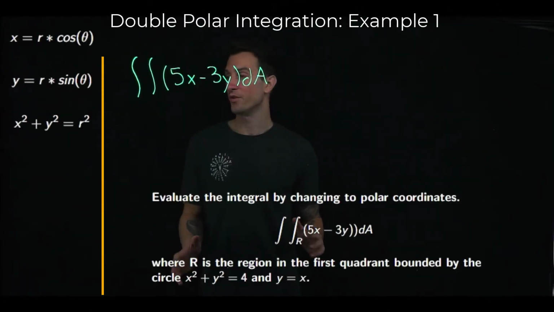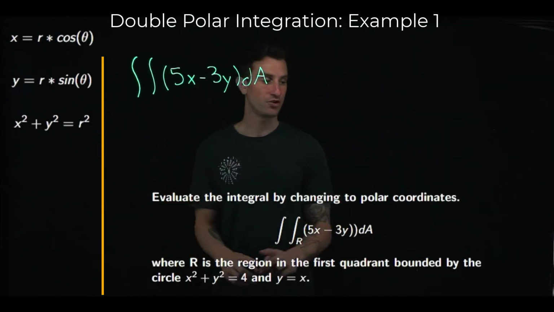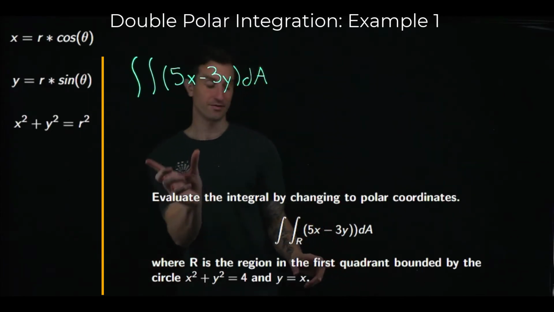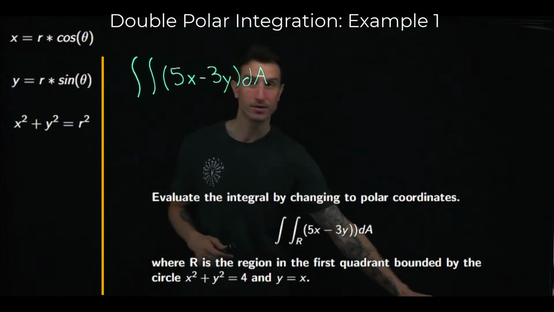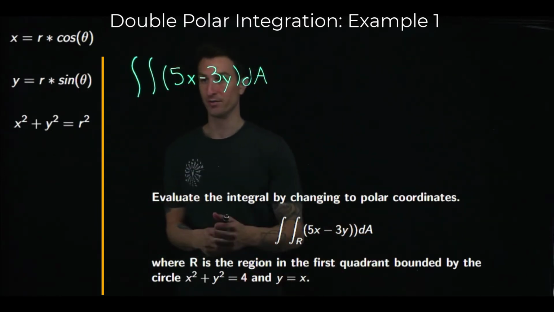Welcome into our first example. You should see the question pop up somewhere down here. I've already written out the equation for us, so let's go ahead and get started. Before we deal with the bounds, I'm first going to switch over the variables.